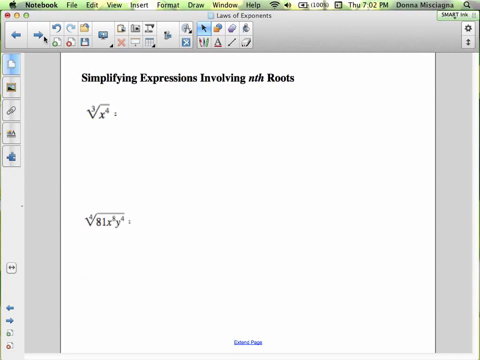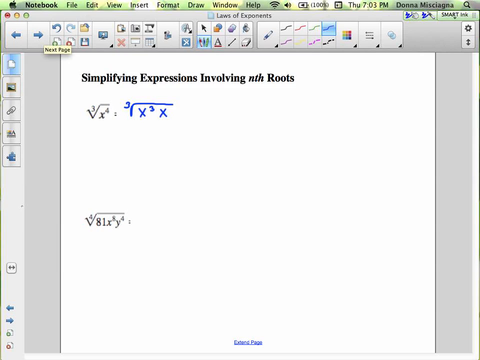So let's simplify this. We're simplifying expressions involving nth roots. So I want the cube root of x to the fourth. I could think of x to the fourth as the cube root of x cubed times x, right? I could think of it as x times x times x times x, but I want to group three of them together. So this is the same as the cube root of x cubed times the cube root of x. Notice the exponent and the index on the radical are the same. They would cancel each other out. So the cube root of x cubed is just x. And then you really can't do anything with the cube root of x.